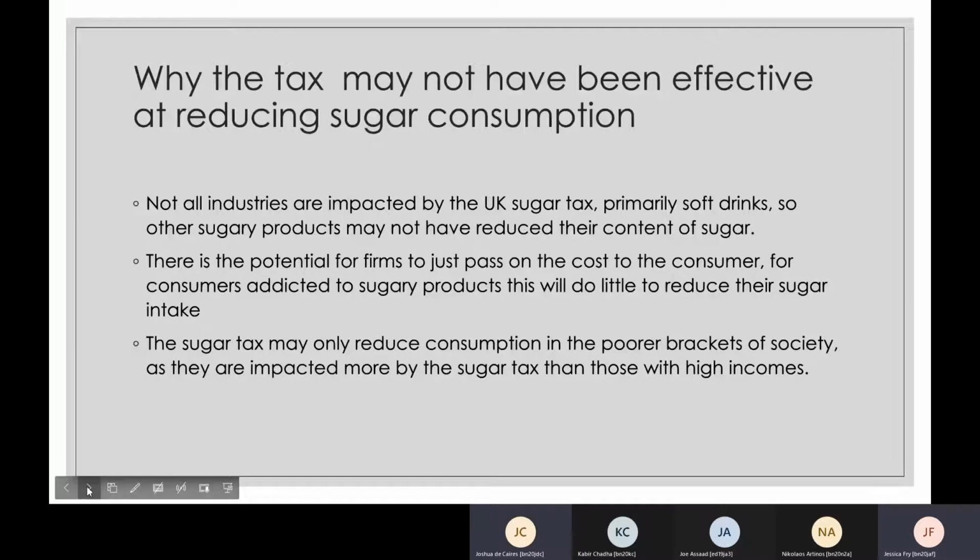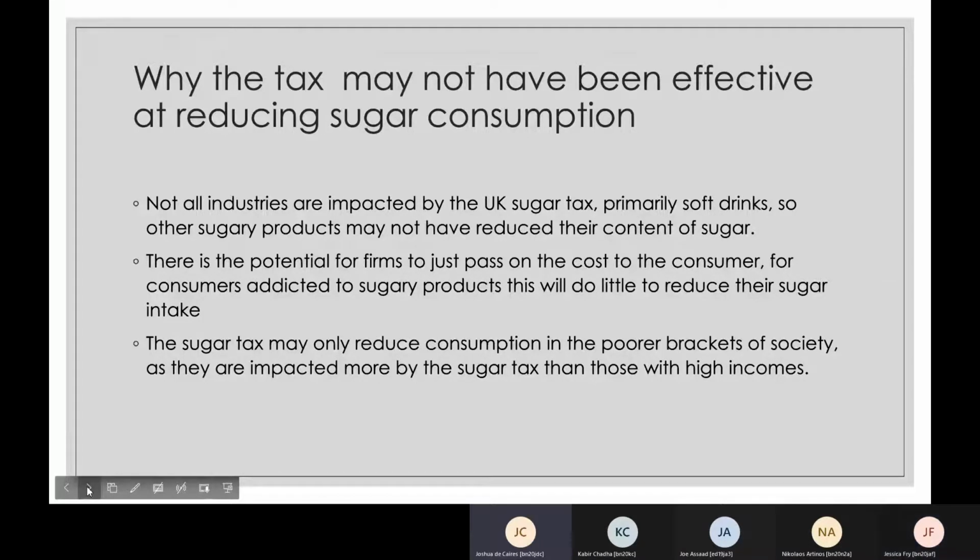When assessing if the introduction of a sugar tax decreases sugar consumption in the UK, it is important to identify what firms are affected by the sugar tax. The UK sugar tax primarily focuses on soft drinks, so firms with sugary products outside of this industry are not affected. This means that firms outside of the tax will have not reduced their sugar content, and therefore sugar consumption in these industries is not reduced.